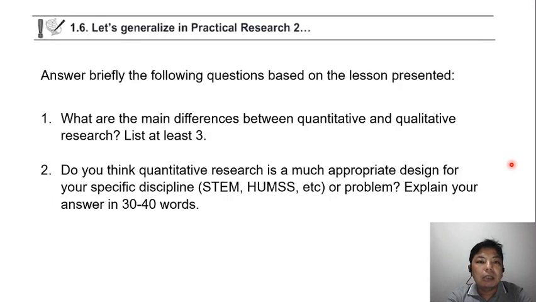Okay, let's proceed. Now, for the next activity, I want you to answer briefly the following question based on the lessons presented. So, sagutin niyo yung tanong base dun sa mga napag-aralan natin. Now, question number 1, what are the main differences between quantitative and qualitative research? List down 3. Okay, so question number 2, do you think quantitative research is a much appropriate design for your specific discipline? Okay, or problem. Explain your answer in 30 to 40 words.